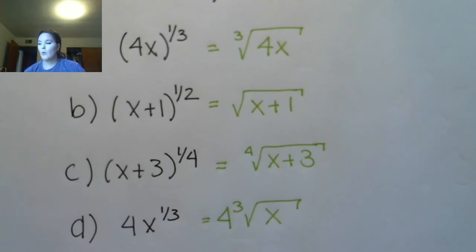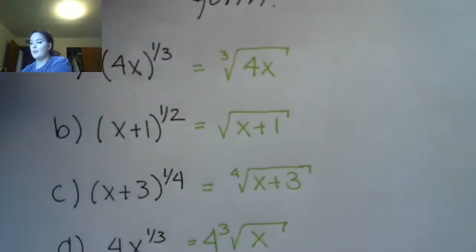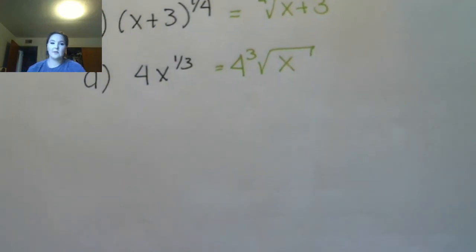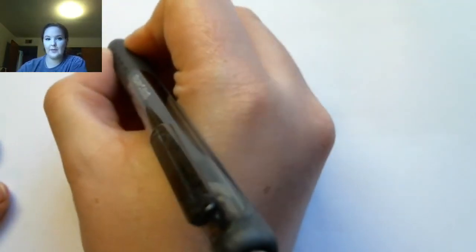Now we're going to do one last example where we do the opposite of this. In this one we had exponents and we changed to radicals. In this example, we're going to start with radicals and change to exponents.